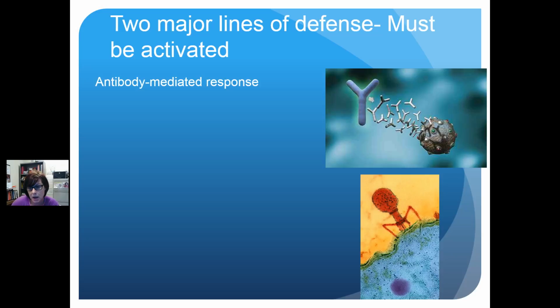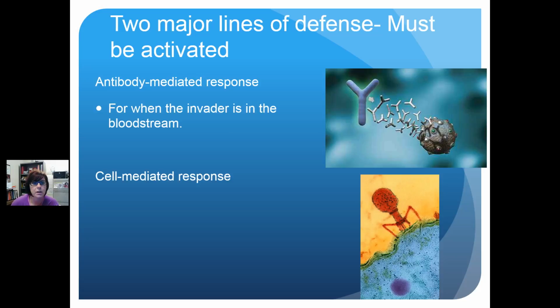We have what's called the antibody-mediated response. This is the portion of your immune system that produces antibodies against the invader. This is for when the invader is traveling through the bloodstream. And then you have your cell-mediated response. This is for when your body cells have already been invaded, okay? So you want to take care of the stuff that's in the bloodstream before it can infect your cells. That's what the antibody-mediated specific response does.